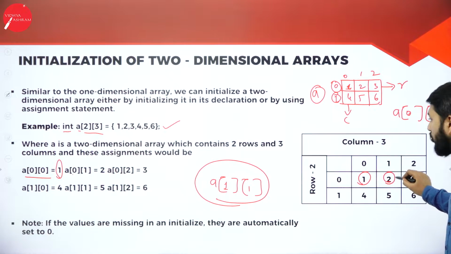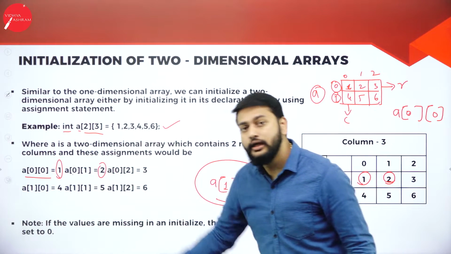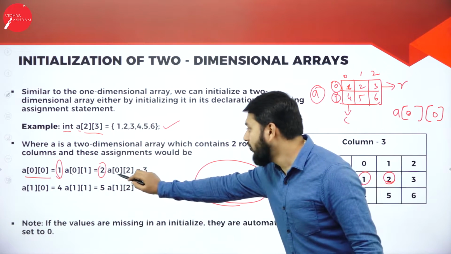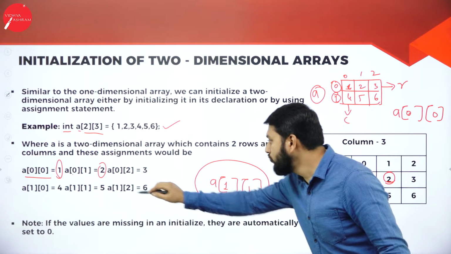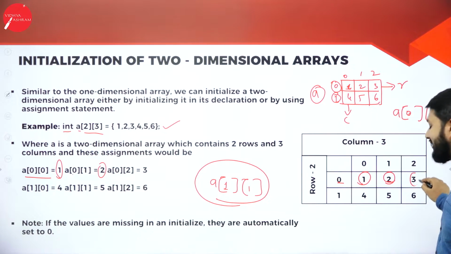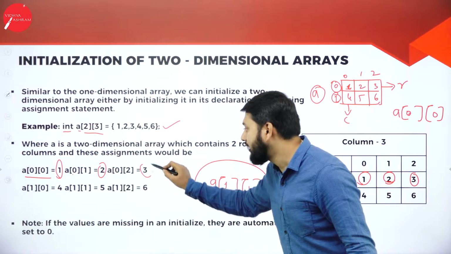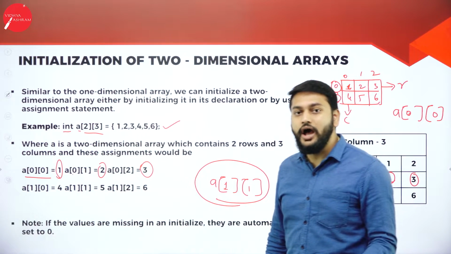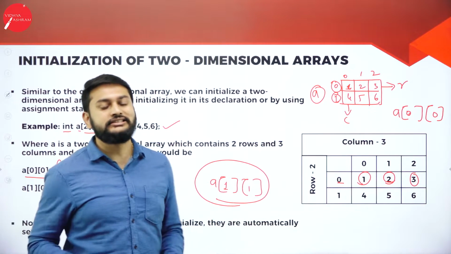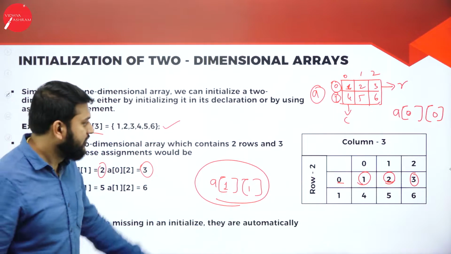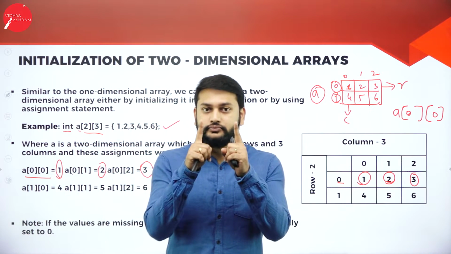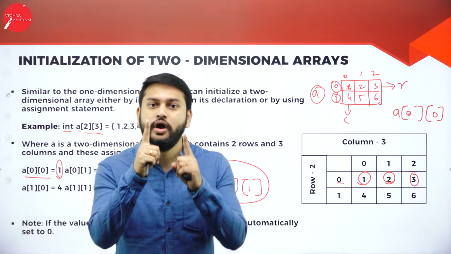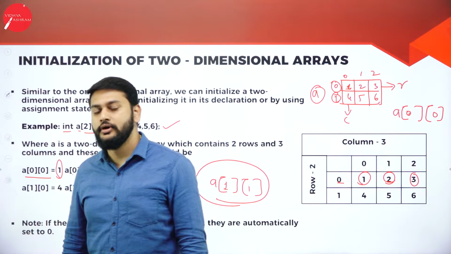Come on, what is there? 2 is there. What is here? 2 is there. Correct? Next, a of 0 2. 0 means row 0, and 2 means column 2. What is here? 3 is there. Understood? So this is how we used to access each and every element that we have in a two-dimensional array with the help of two indices. One is row, another one is column.